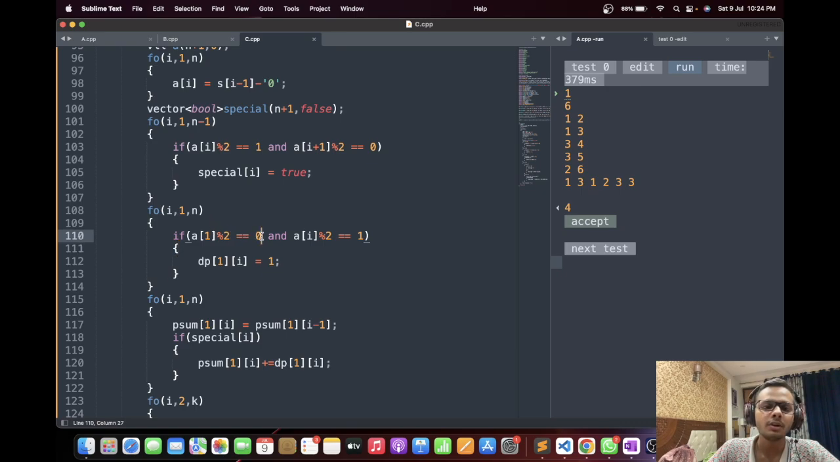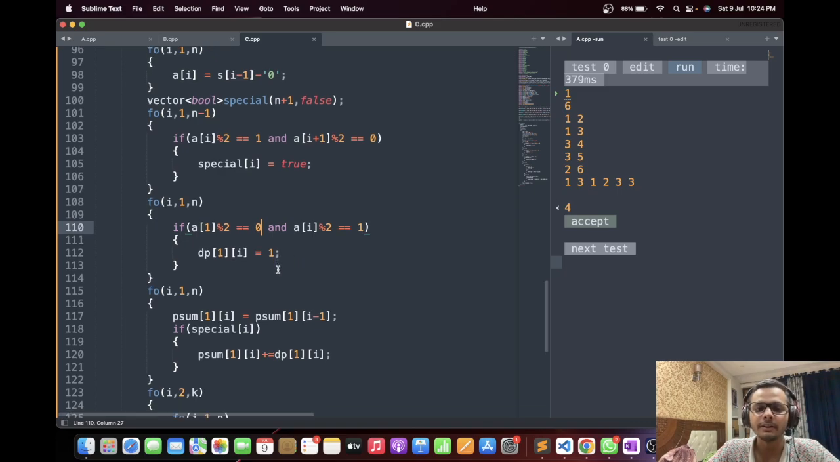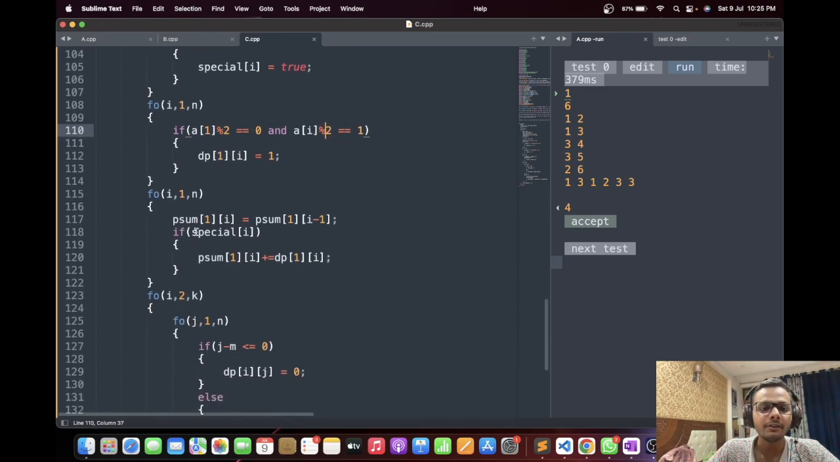So if a[1] mod 2 equals 0 and a[i] mod 2 is equal to 1, then dp[1][i] would be 1, obviously, because dp[1][i] is basically the number of ways to partition the first i characters into one segment, and that is possible only if the first character in the segment is even and the last character is odd. Okay. And then we also maintain our prefix sums. So psum[1][i] would be psum[1][i-1] first of all, but if i is a special index, then we will also add dp[1][i]. So this is how we maintain dp and prefix sums.